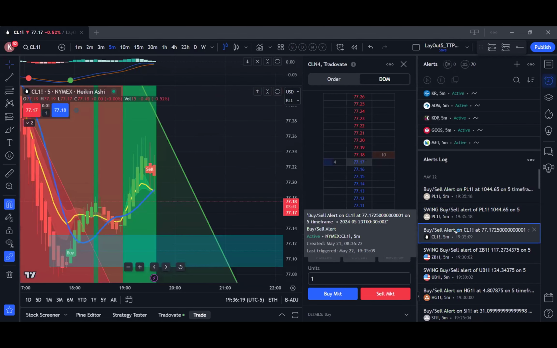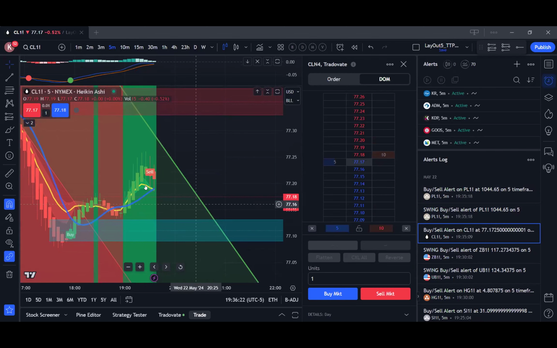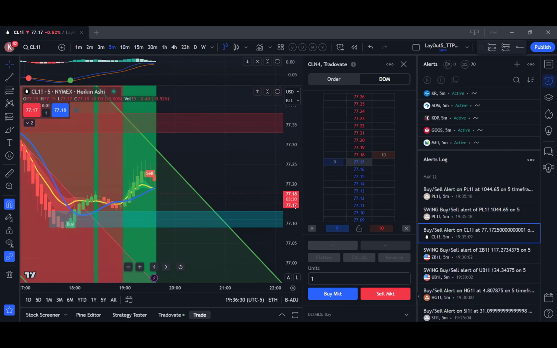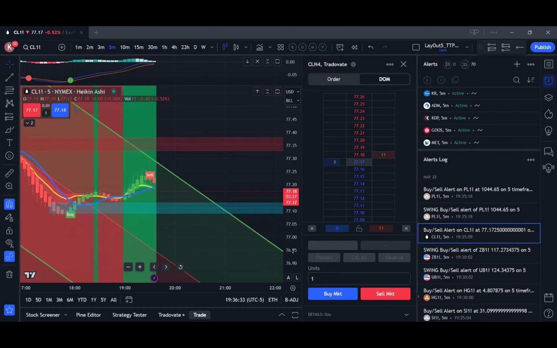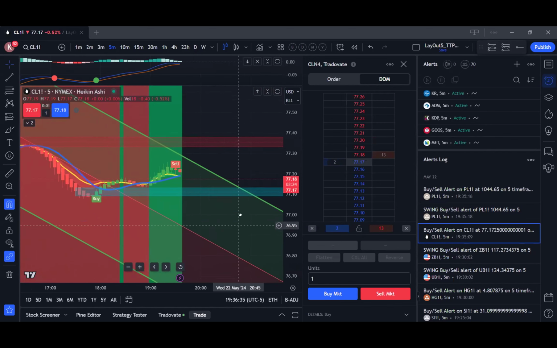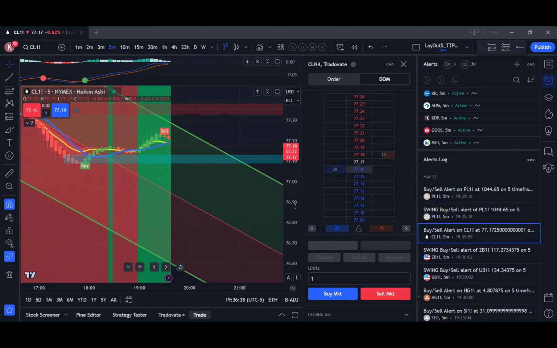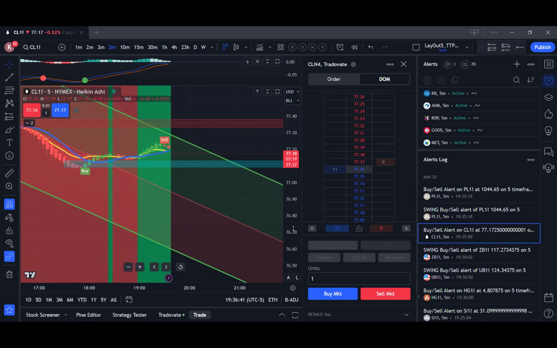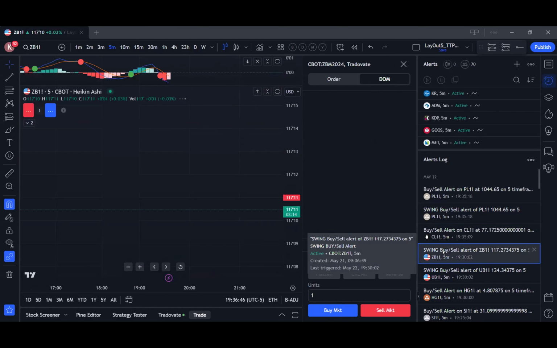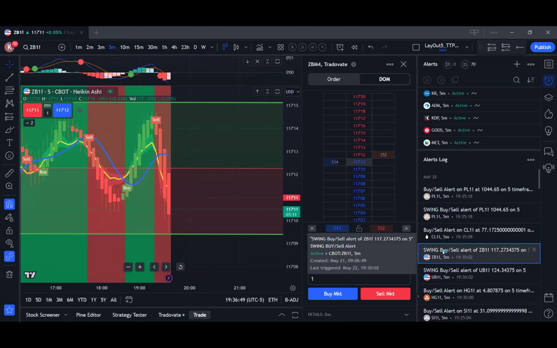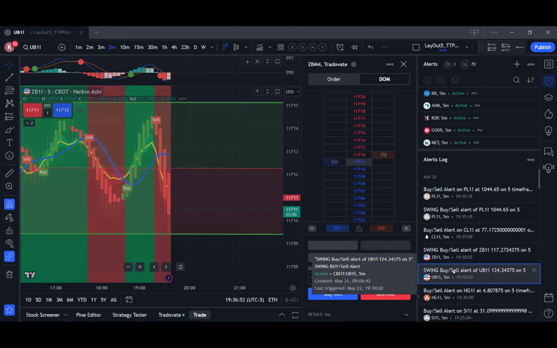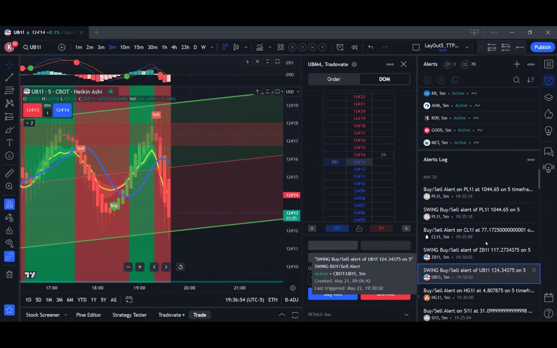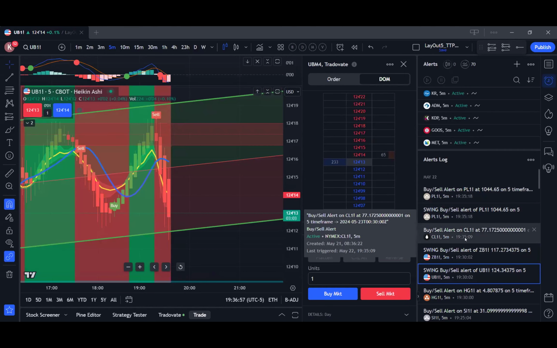Then crude oil, we got a sell signal, but the candle is still green. So let us just give one more candle. ZB, UB will move very slow, so we can ignore them.